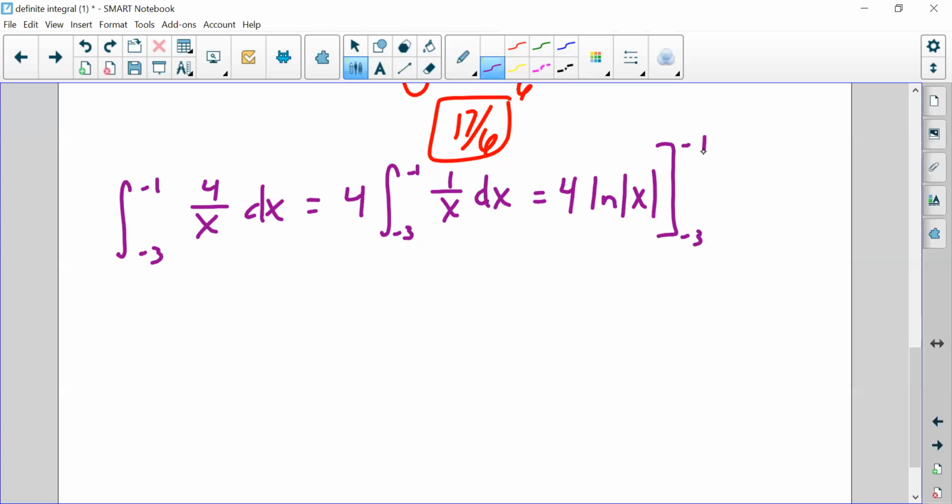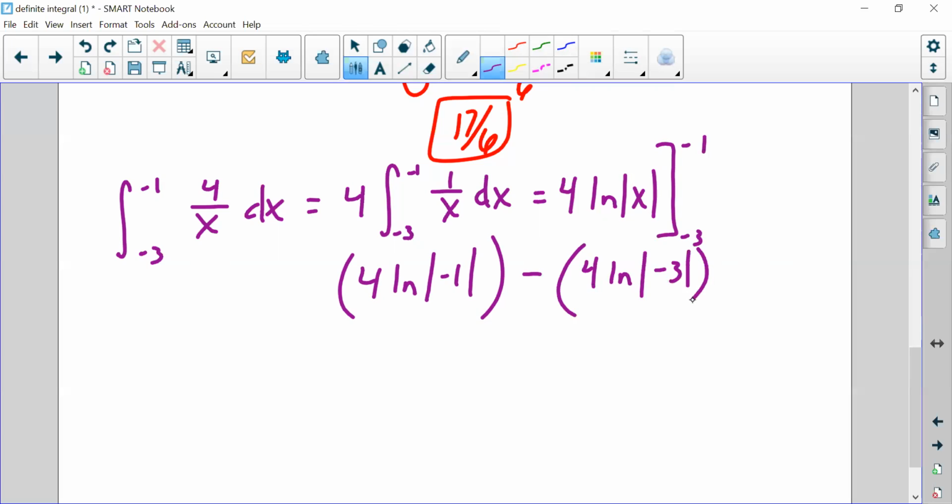Okay, plug in the upper limit first. So 4 natural log of the absolute value of -1, minus, plug in the lower limit in my second set of parentheses. And that's going to be 4 natural log of the absolute value of -3. Well, what is the absolute value of -1? 1, so that becomes 4 times the natural log of 1, minus 4 times the natural log of 3. The absolute values are very important. If you don't include them and try punching in natural log of -1, you get undefined. So you have to make sure you remember those absolute values.